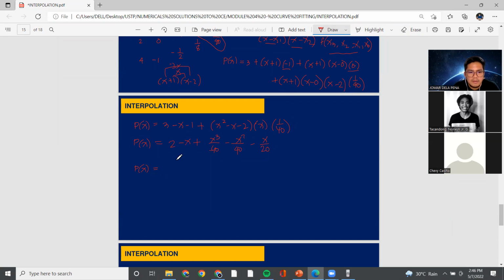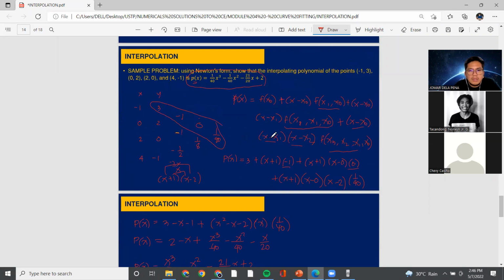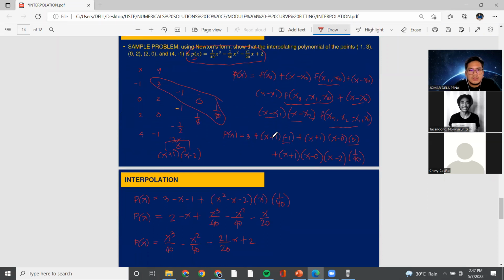So simplify na to. We have x cubed over 40 minus x squared over 40. Negative, this is 20 over 20. This is 1 plus 1 over 20. That is 21 over 20. No? 20 over 20. So 21 over 20 of x and plus 2. Sakto ba? Okay. So, sakto yun siya.